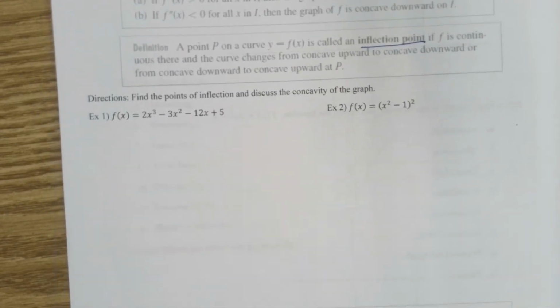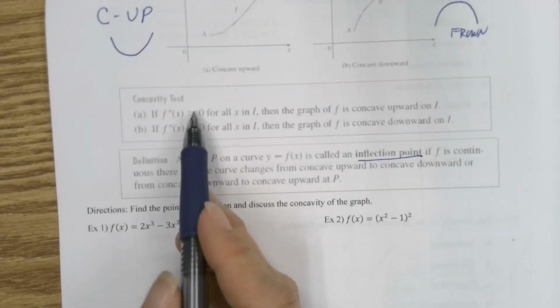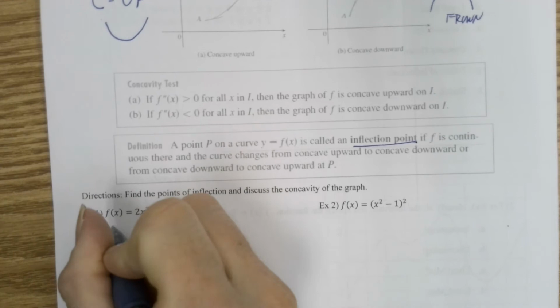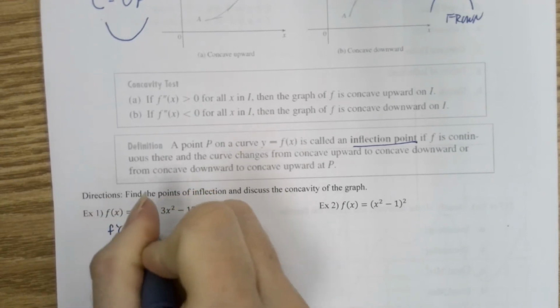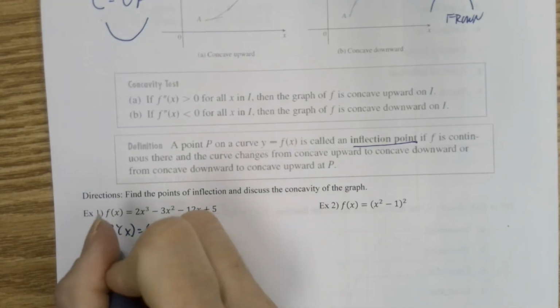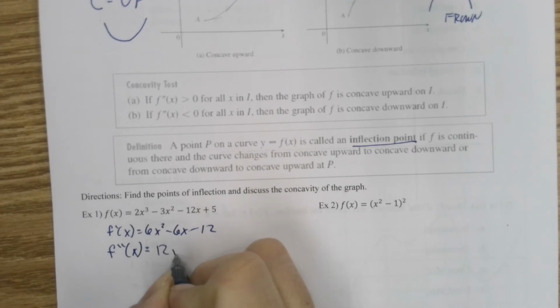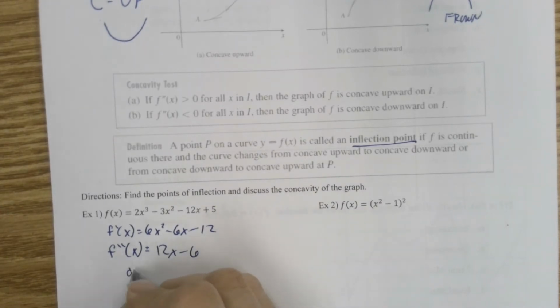So example number 1. Find the points of inflection and discuss the concavity of the graph. So we have to find our second derivative here. Let's start with the first derivative. That would be 6x squared minus 6x minus 12. And then let's find our second derivative. So 12x minus 6. We're going to set that equal to 0 and solve.